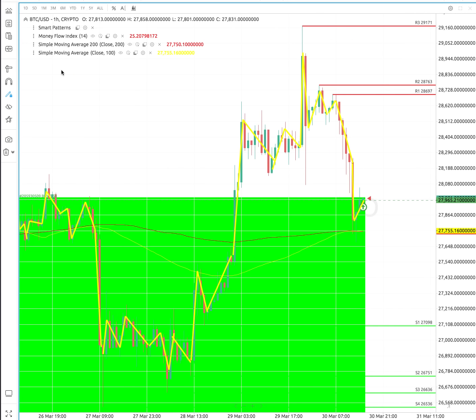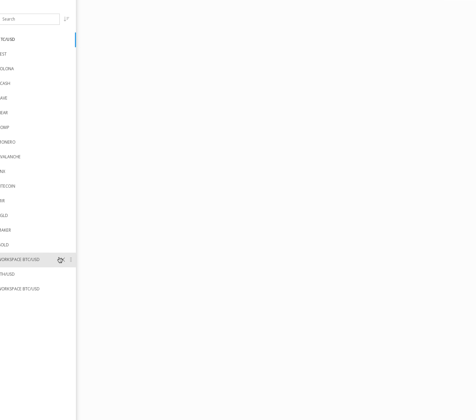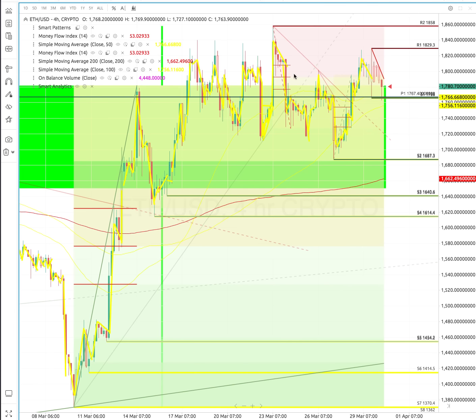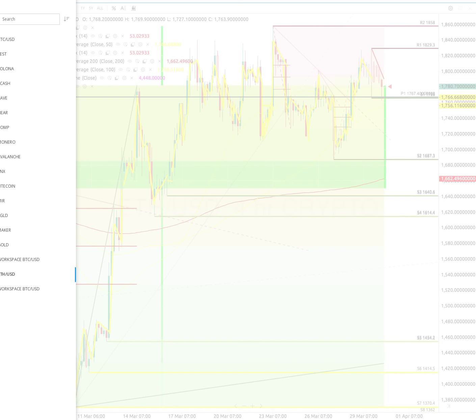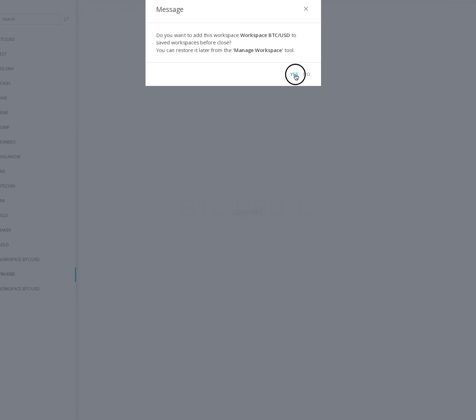Now the next thing we want to do is scroll over and look at Ethereum real quick. We're going to see what's happening with the Ethereum market, to see if potentially we can make a move. We're going to delete this workspace also. So we deleted that workspace. I'm going to delete this workspace too because we don't need that.